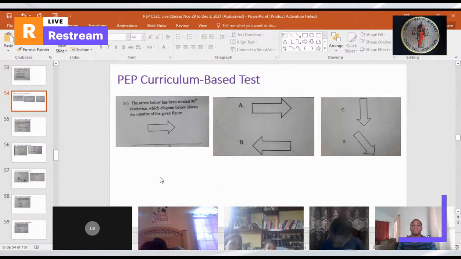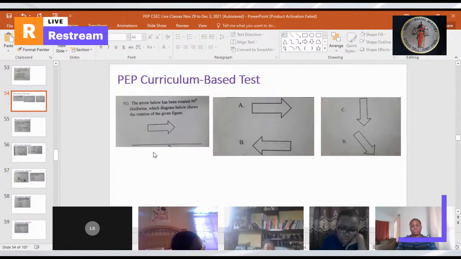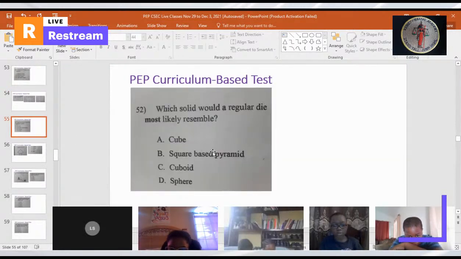Number 51, the arrow below has been rotated 90 degrees clockwise. Which diagram below shows the rotation of the given figure? If we take this arrow and rotate it this way 90 degrees, what would it become after that rotation? It's C, since when we move it 90 degrees, it would be facing downwards.